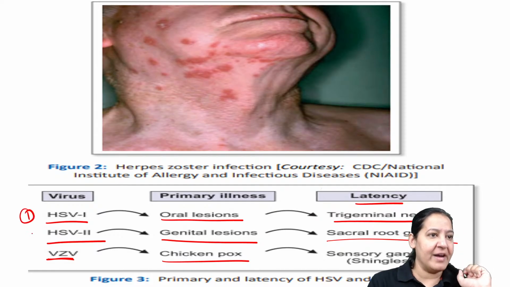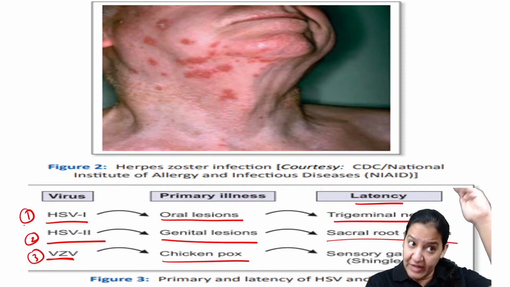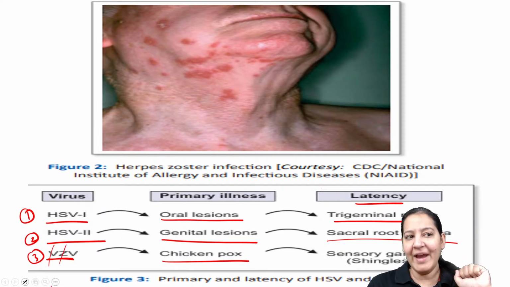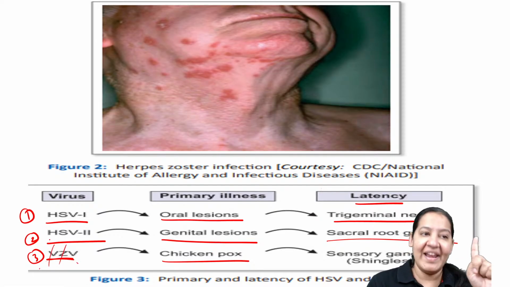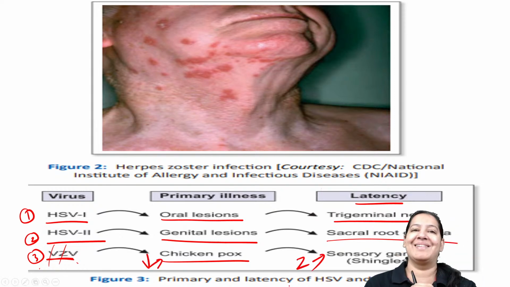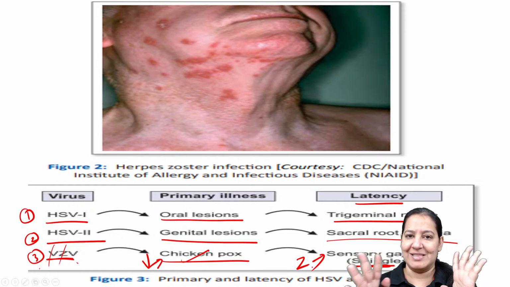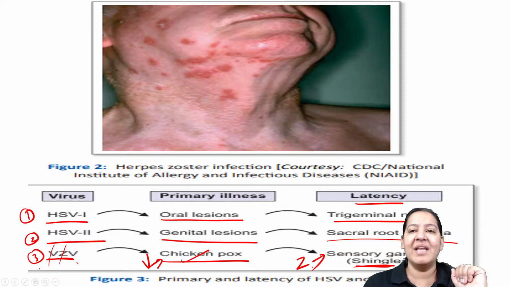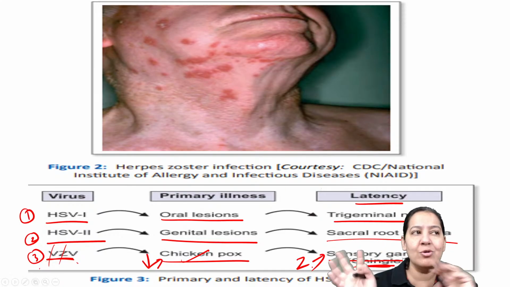So this is type 1, this is type 2, this is type 3. Out of the 8 types, the third one I will take now. That is varicella zoster virus, right? So in this there are actually two viruses, varicella and zoster. Varicella causes the primary infection and zoster causes the secondary infection. So varicella causes chickenpox and zoster causes shingles. Both are vesicles, both are rashes only. The latency is there, but the ganglion can be any sensory ganglion. There is no specific ganglion.